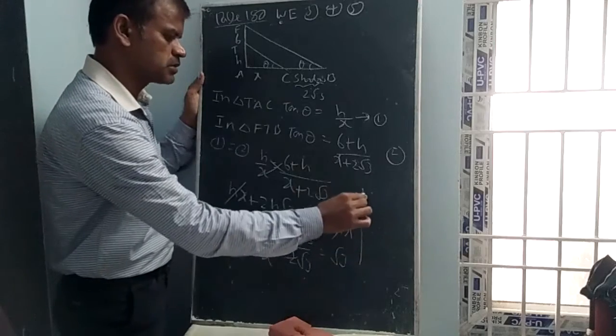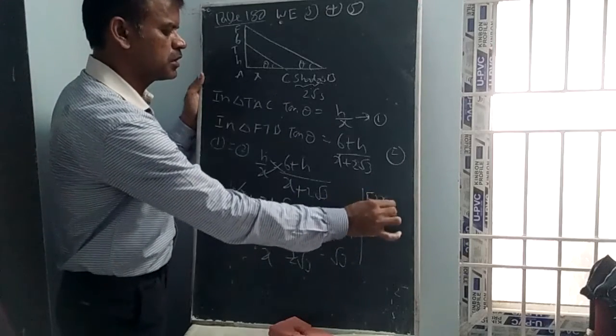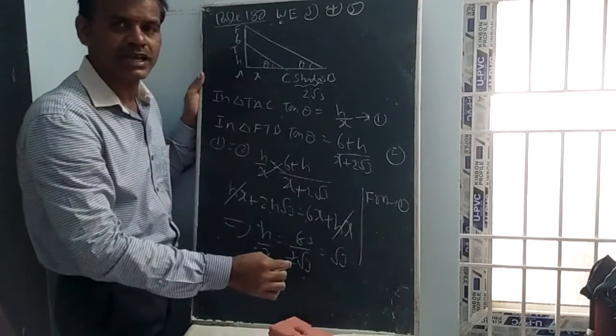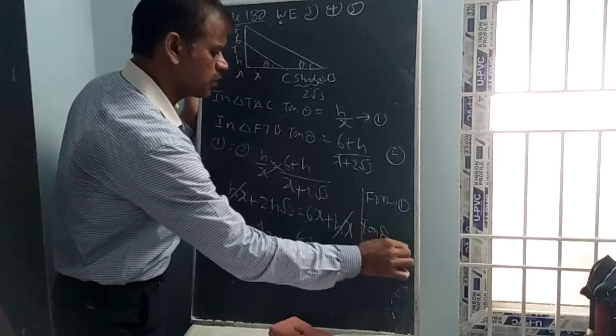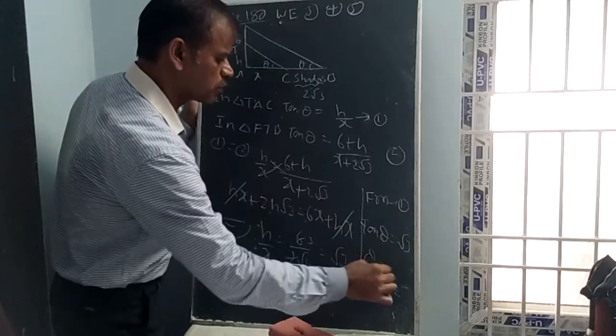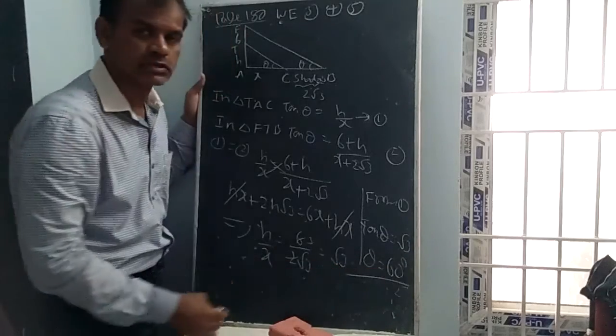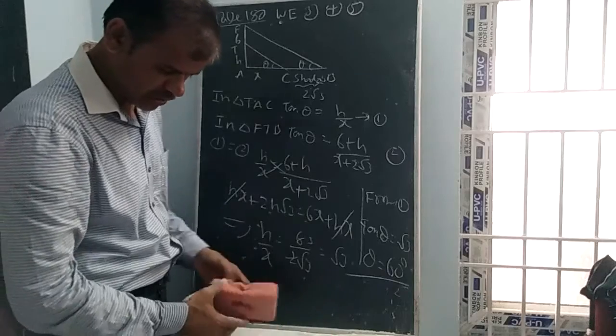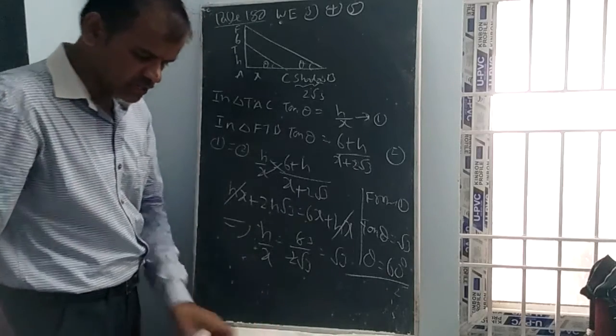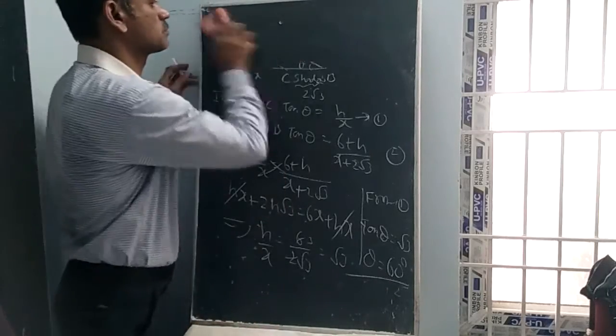So h by x, from 1 we know that h by x is tan theta. So tan theta is equal to root 3 we got. So theta is equal to 60 degrees. That's all. He is asking the angle made by the sun. The angle is 60 degrees.